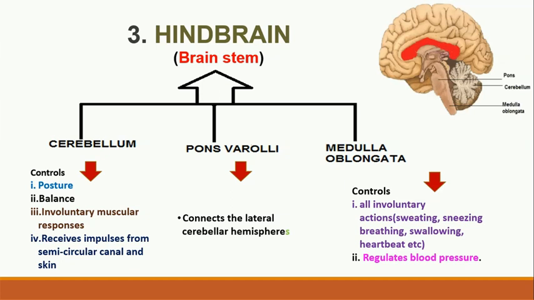The last part of the hindbrain is the medulla oblongata. This controls all involuntary actions that cannot be done at will, actions that we don't have control over, such as sweating, sneezing, swallowing, breathing, heartbeat, and of course blood pressure. So the medulla oblongata regulates blood pressure. I love the name medulla oblongata. It sounds nice. So look at this image and study all the parts that make up the hindbrain.